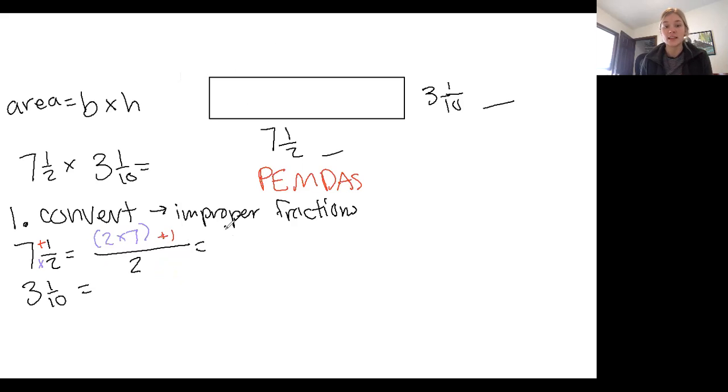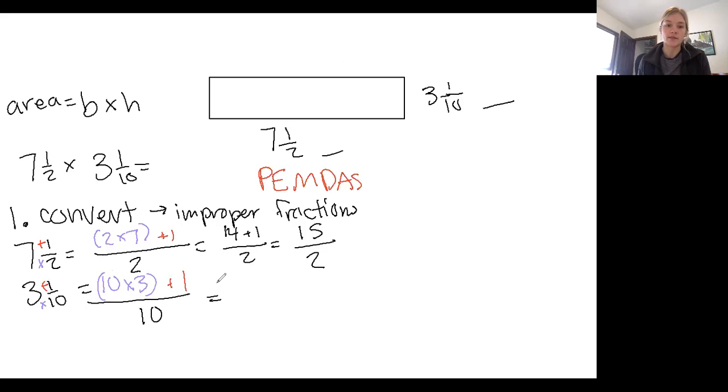2 times 7 is 14, plus 1 more equals 15 over 2. So there's my improper fraction from 7 and 1/2. Okay, now we need to convert 3 and 1/10. So we take 3 times 10, or 10 times 3, same difference, and add the 1. Okay, now bring your denominator over, that does not change. Okay, now we can solve.